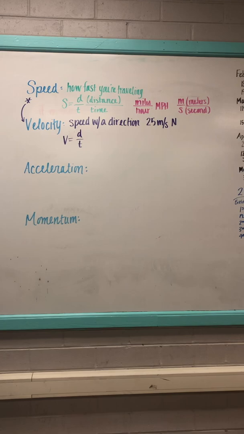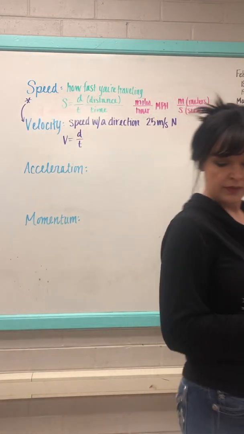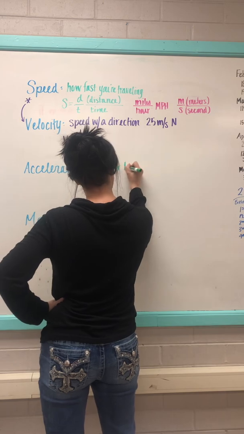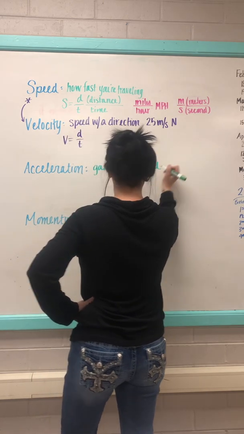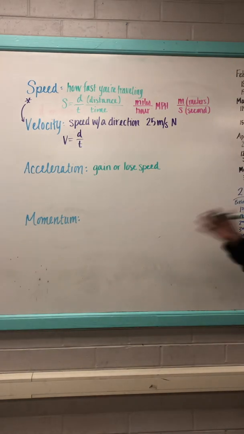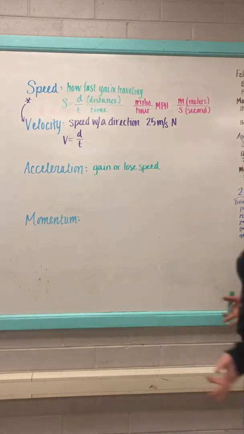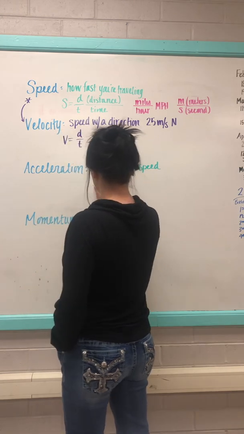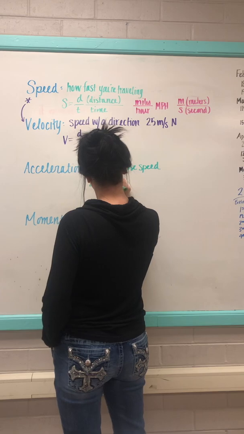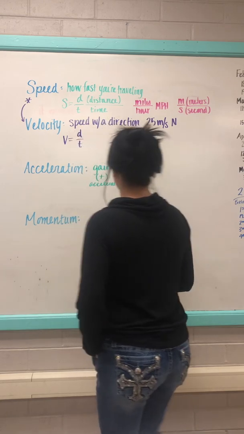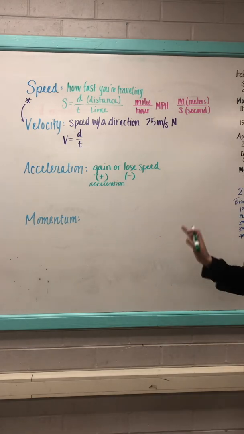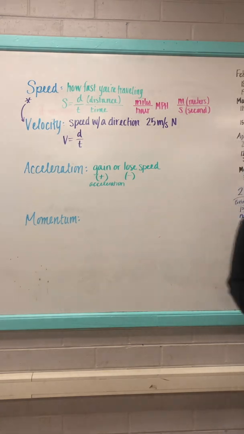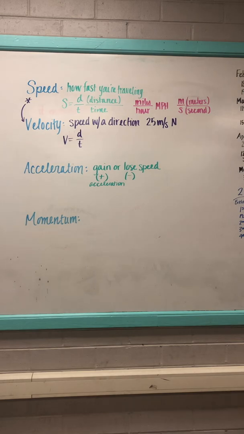Okay, the next term that we have is acceleration. And this is just how you gain or lose speed. And you hear people talk about this all the time, like they accelerated around the curve or they decelerated. If you gain speed, it's a positive acceleration. If you lose speed, it's a negative acceleration. So when you work out an acceleration problem, it is perfectly fine to get a negative number. Negative acceleration just means that you're slowing down.